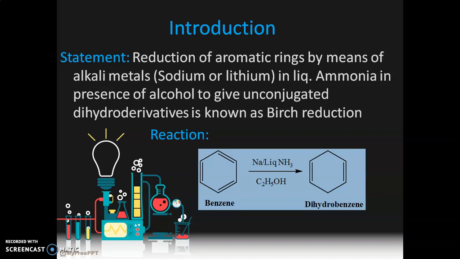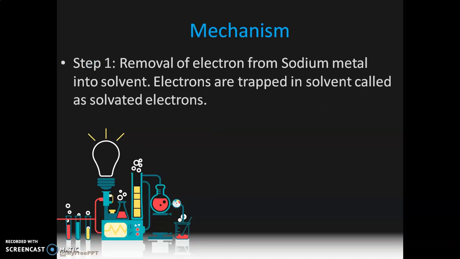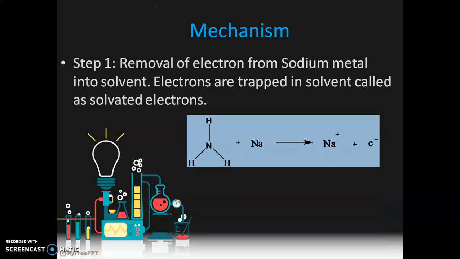The reaction is shown here, that is benzene. It reacts with sodium and liquid ammonia in presence of alcohol to give dihydrobenzene. Now let us understand the mechanism of Birch reduction. Step 1 involves removal of electron from sodium metal into the solvent.